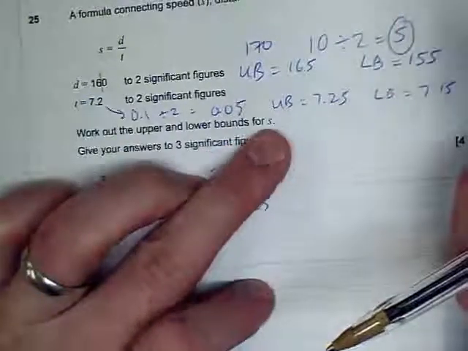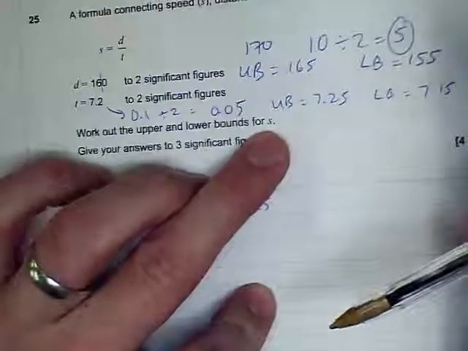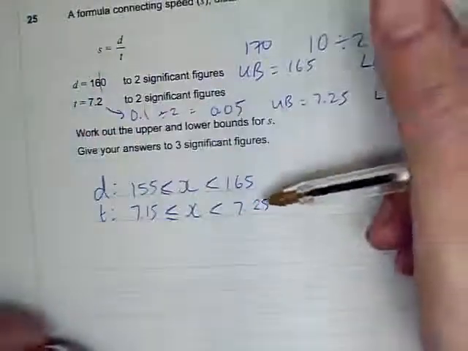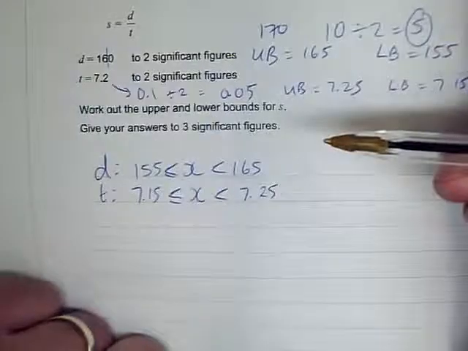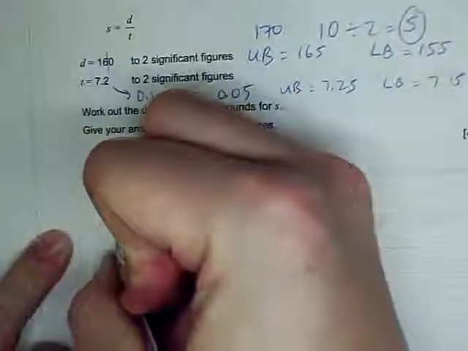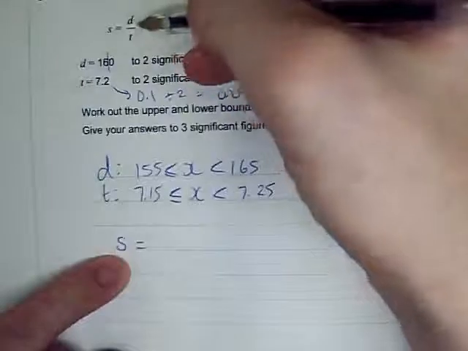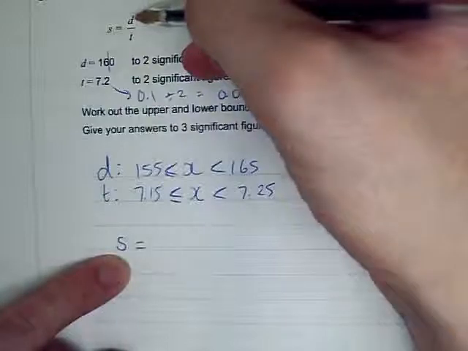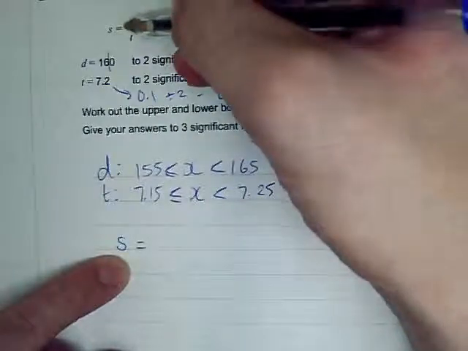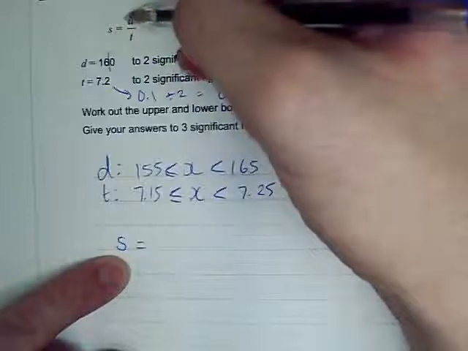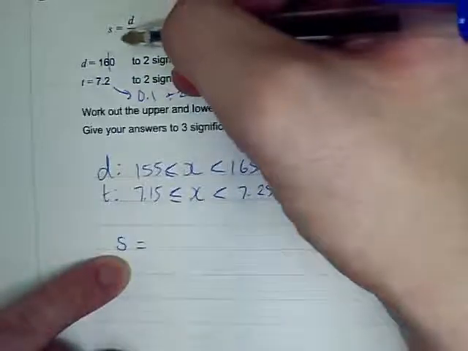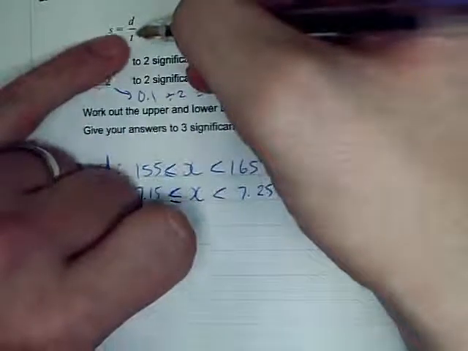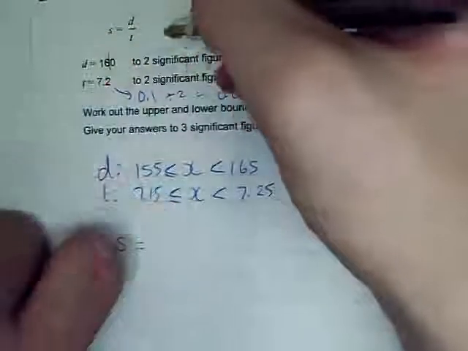Now it says work out the upper and lower bounds for s. So what that means is what is the greatest possible value for s, and what is the smallest possible value for s. And I can use my bounds here. So if we think about it, how do we make the biggest possible number by dividing? I would need to make the top the very biggest possible number I could think of, and make the bottom the very smallest. So if I had a really big number at the top and I divided it by a really small number, that's going to give me a really big number.